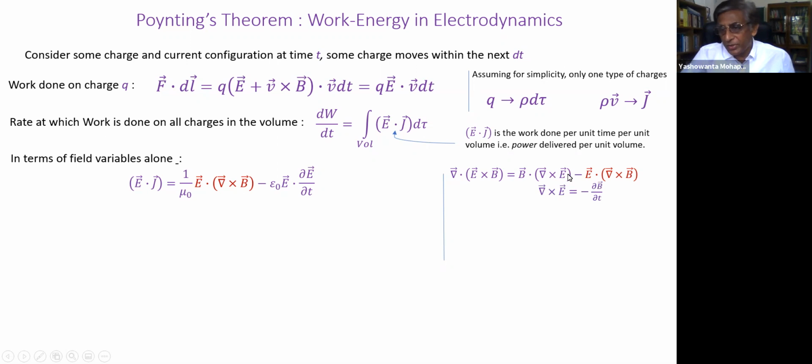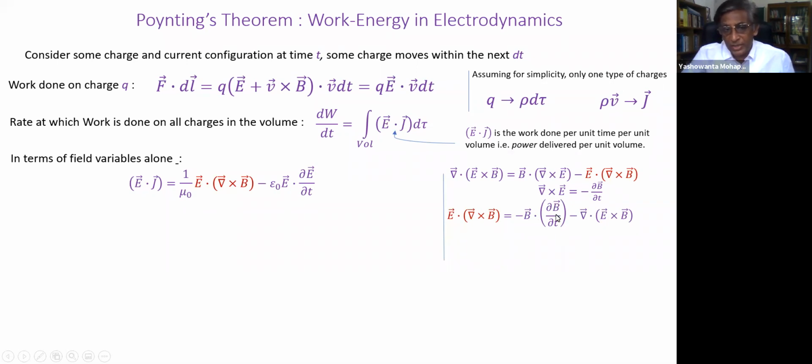And of course, I know that del cross E I can replace by Faraday's law, minus del B by del t. Then I rework, bring this to the left and take this to the right, it becomes minus, and replace del cross E by del B by del t. So this is minus del B by del t, divergence of E cross B. So that I can replace here E dot del cross B by these two terms. Remember, there's already this term which is E dot del E by del t, and this is now going to become B dot del B by del t.